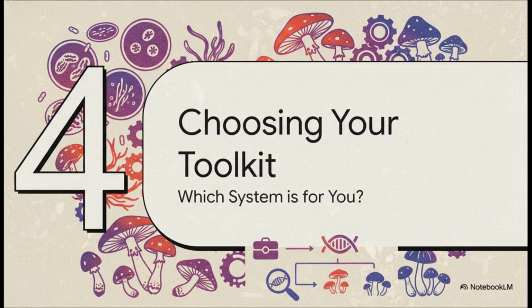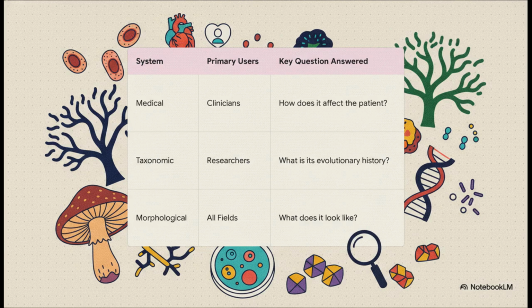So, we've explored 3 completely different lenses: the medical, the taxonomic, and the morphological. How in the world do we bring this all together? And the really big question is, which system should you be using? This table right here, this is the key. This is the big aha moment. The crucial point is that these systems are not in conflict with each other. They're just different tools for answering different questions.